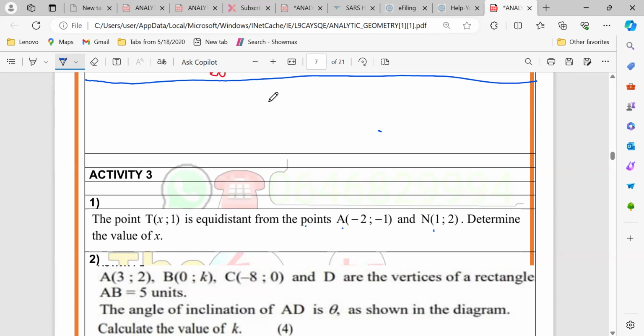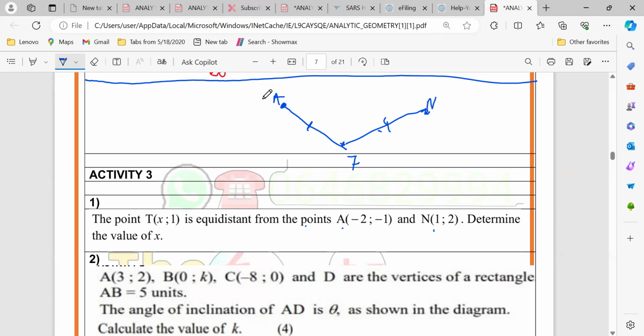What they are trying to say is that you have A, you have N, and then you also have T. Now, AT is equivalent to TN, because they are saying the point T is equidistant from A and N. So in other words, when you can tell them which this is equal, this is also going to be equal.